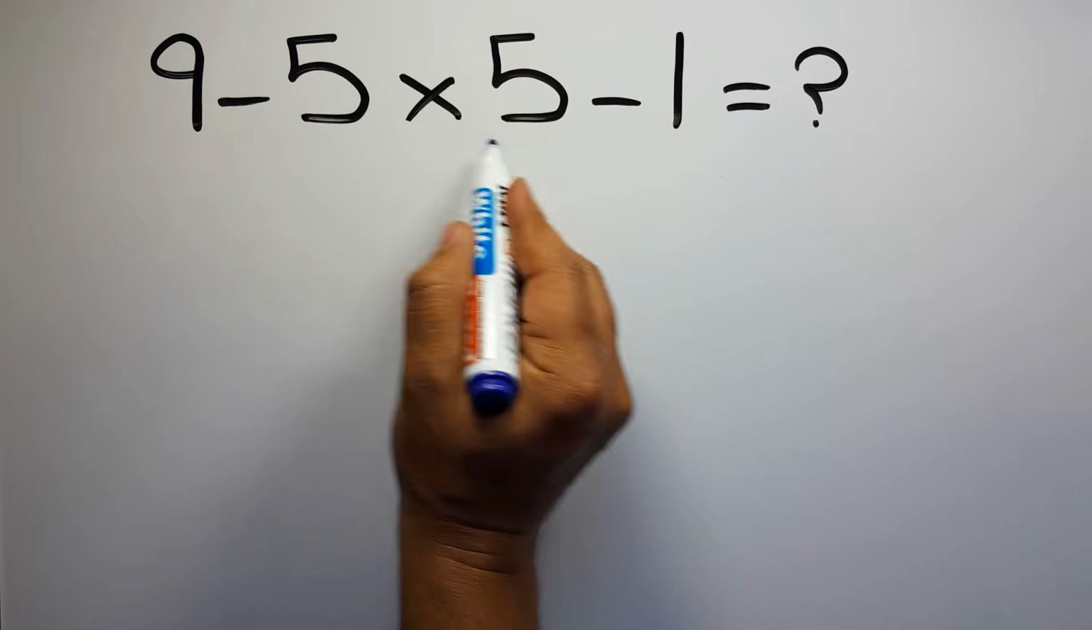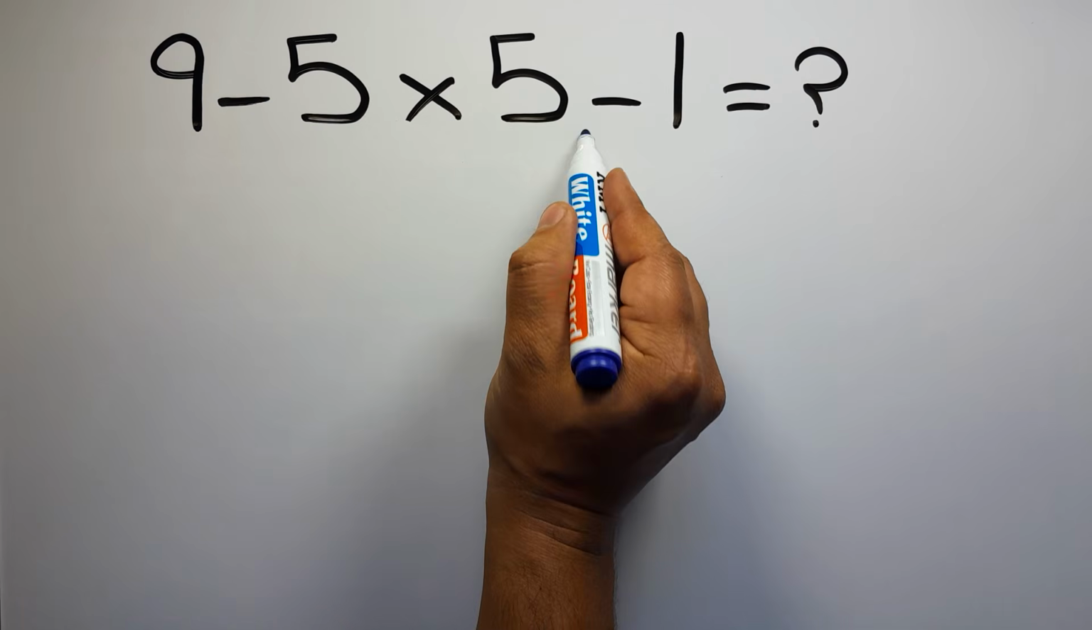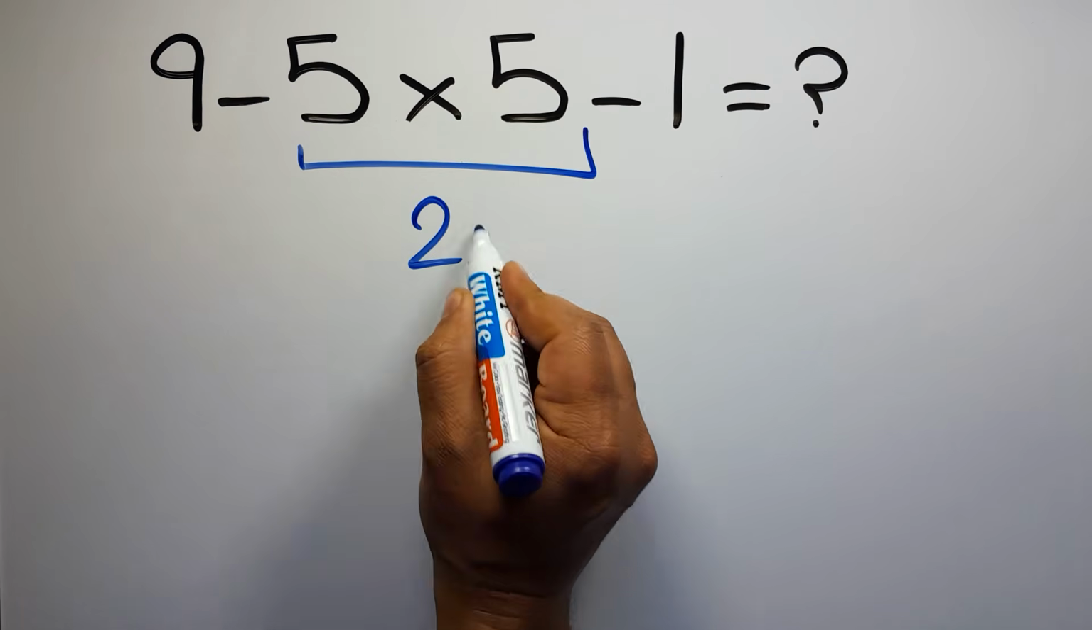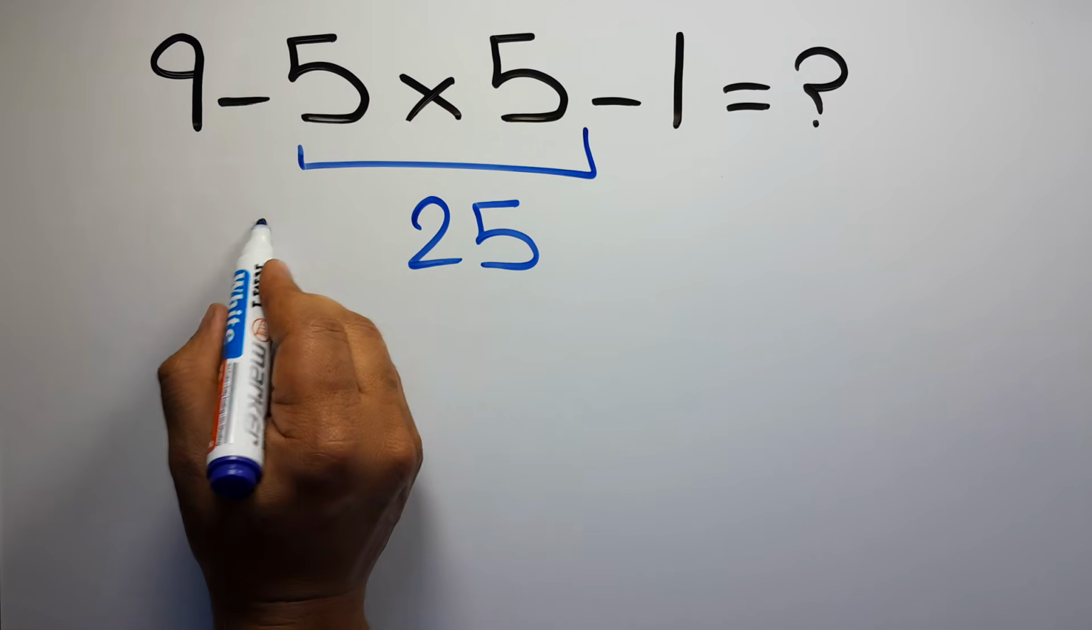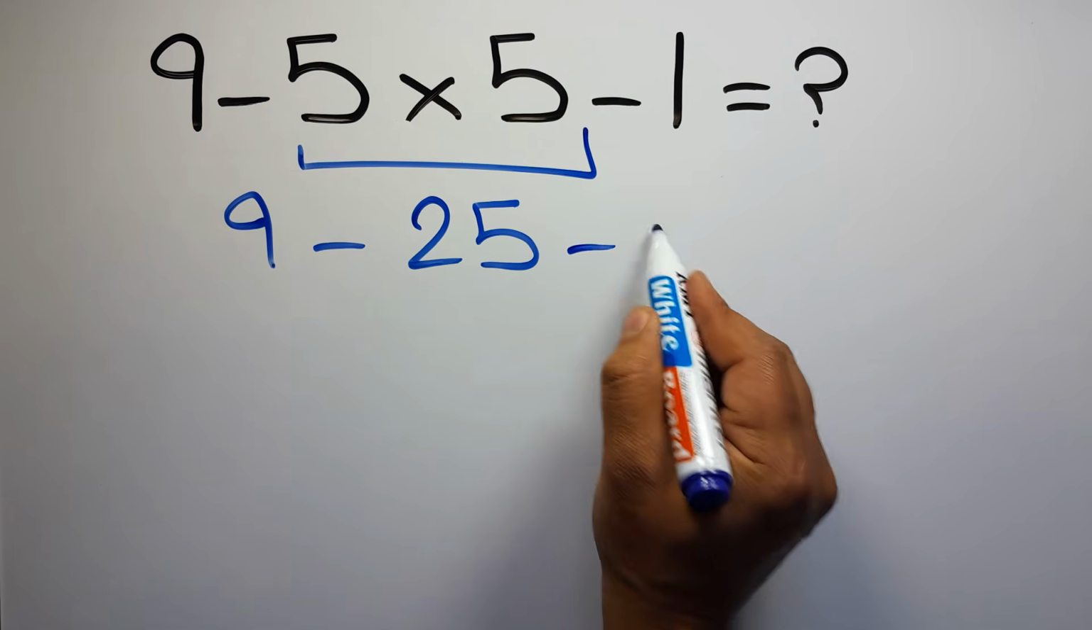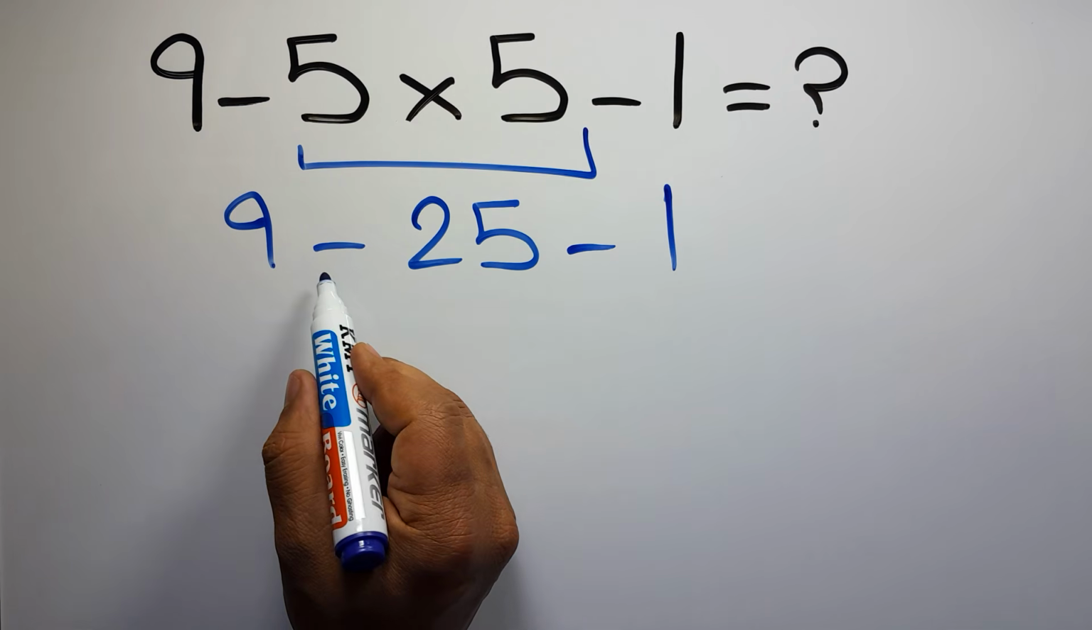So first we have to do this multiplication. 5 times 5 equals 25. So 9 minus 25, then minus 1. Now we have to do this subtraction.